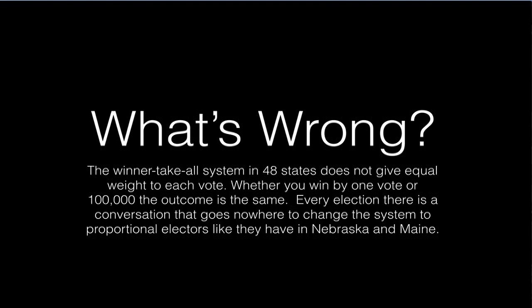So what's wrong with this? Well, it's pretty obvious. The winner-take-all system in 48 states doesn't give equal weight to each vote. Whether you win by 1 vote or 100,000, the outcome is the same. Every election or so, it seems there's a conversation that goes nowhere to change the system to a proportional elector system like they have in Nebraska and Maine, but nothing ever seems to come of it.